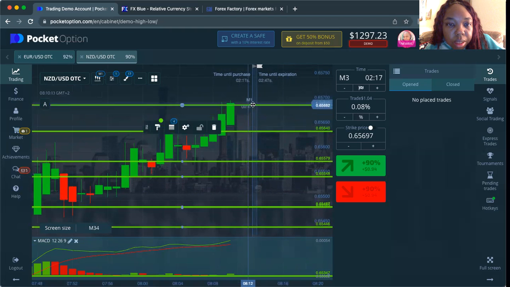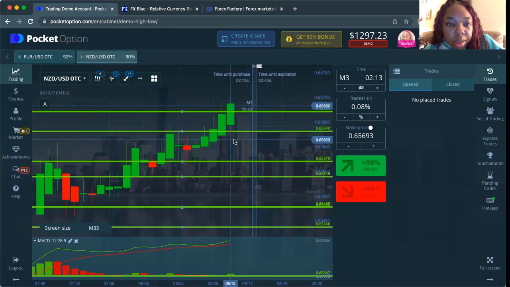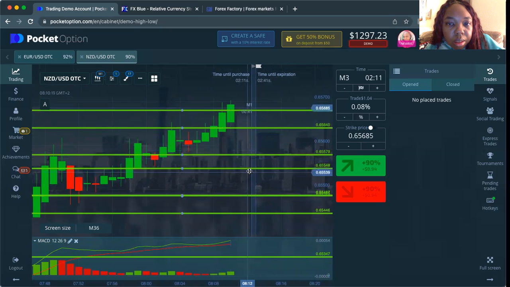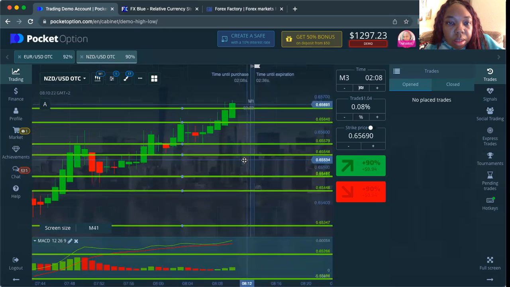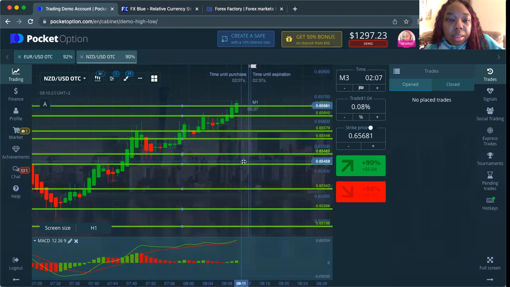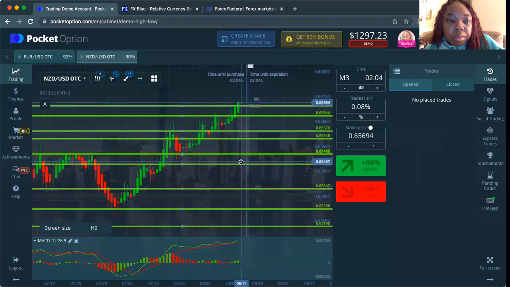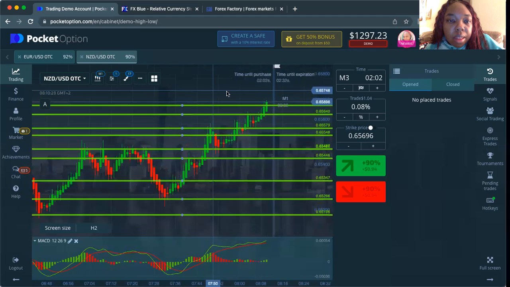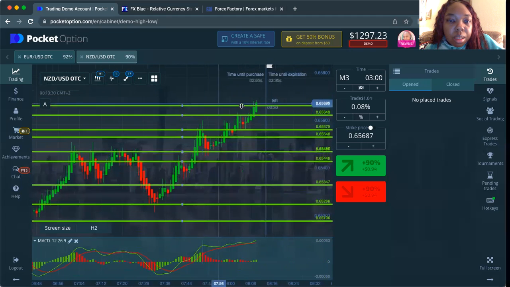I don't know if that was a good area. Oh, maybe. Yes, we broke that area. So it's not done yet. It's going as high as I think it's going to go. So we'll see.